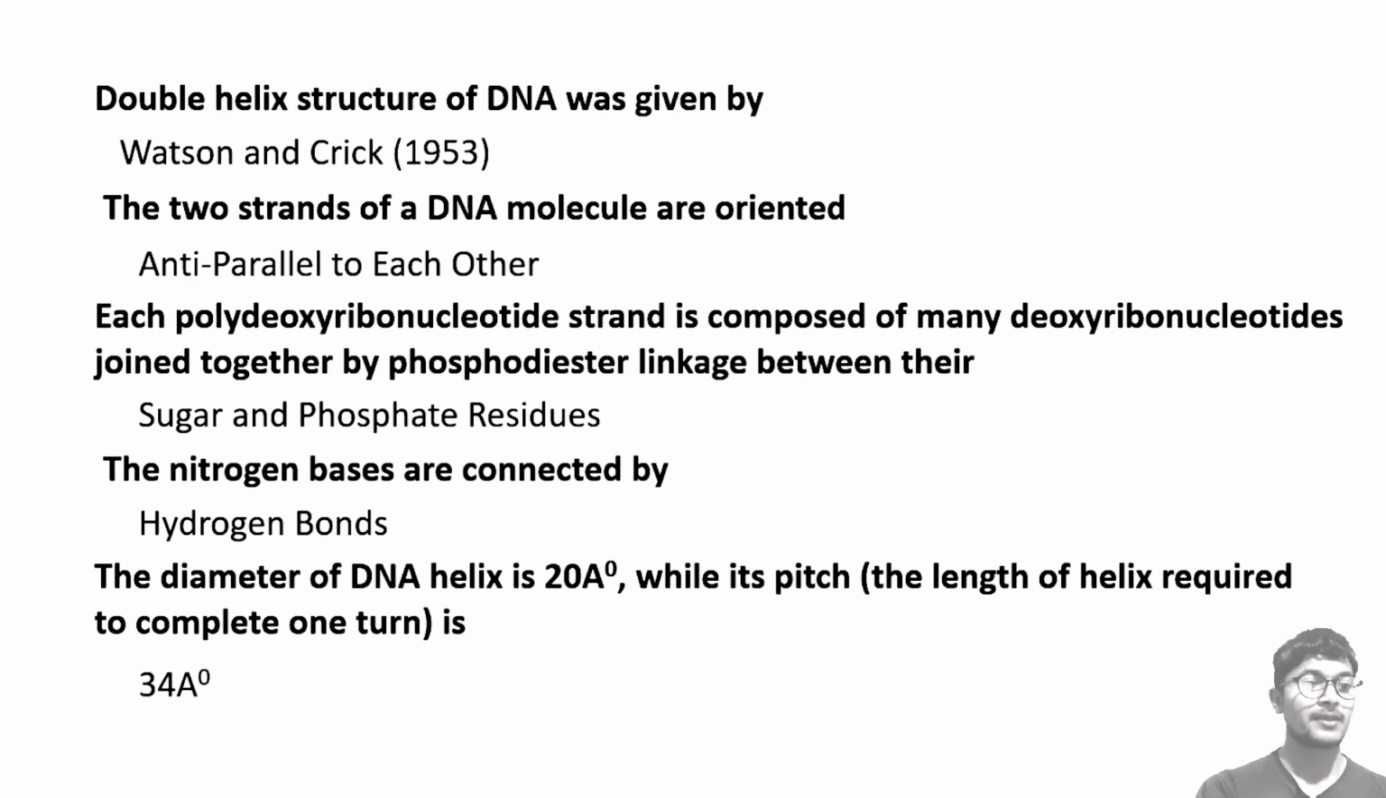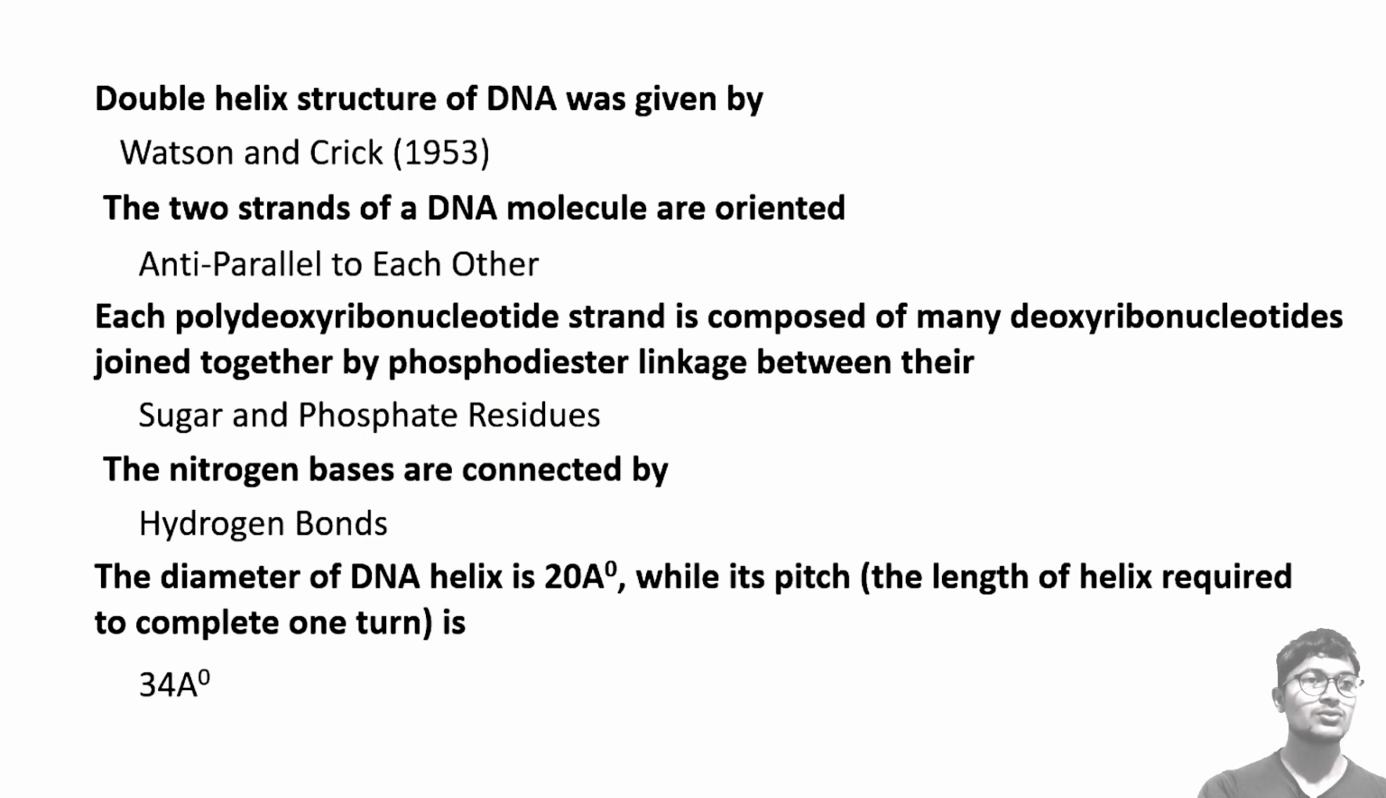So repeat all these questions. First question. The double helix structure of DNA was given by? Answer is Watson and Crick, 1953. Next question. The two strands of a DNA molecule are oriented? Answer is anti-parallel to each other.